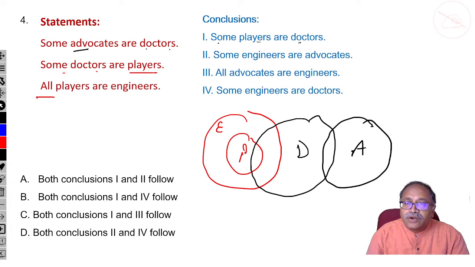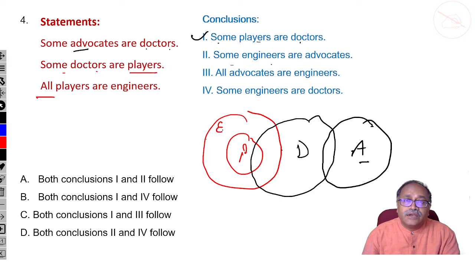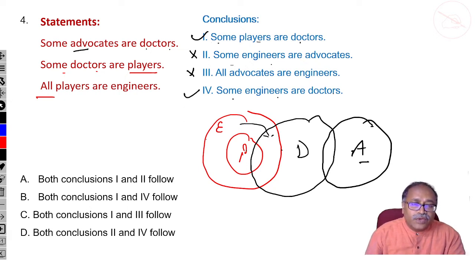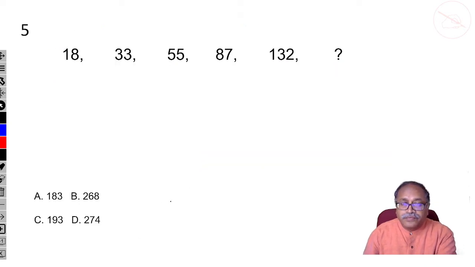Some players are doctors, player and doctor, yes, it is already there. Some engineers are advocates: advocate and engineer have no relation, eliminate this. All advocates are engineers: no. Some engineers are doctors: yes, that's right. So 1 and 4. Do we have that option? Option B. Next question.